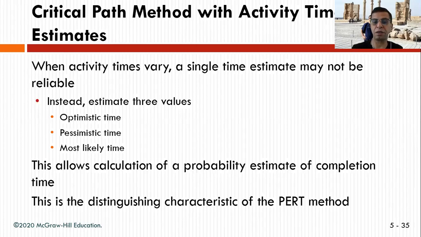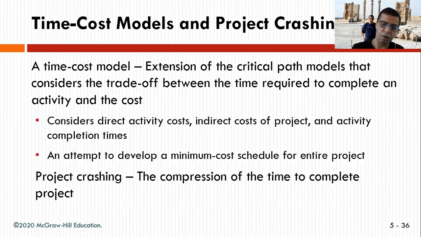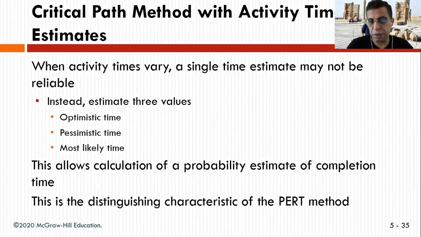And instead of a single estimate, you do three values: the optimistic, the pessimistic, and the most likely. So this allows the calculation of a probability estimate of completion time. This distinguishes the characteristics of the PERT method. Its critical path approach started at DuPont, and PERT started in the States, but now everything is called critical path, where you use the optimistic, the pessimistic, and the most likely.